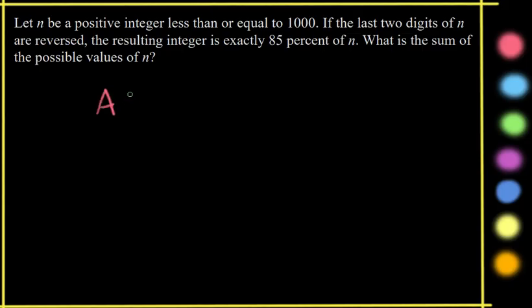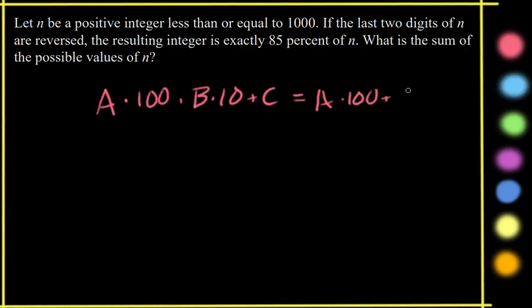Let's call the first digit a times 100 plus b times 10 plus c is going to equal our first number, with a, b, and c being the 3 digits. And then if I reverse the last 2 digits, I'll get a times 100 plus c times 10 plus b. And those are not equal. I shouldn't have written the equal sign there.